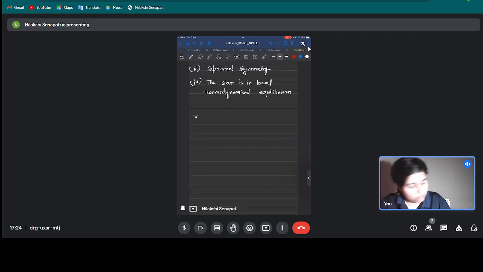Then the fifth assumption was that over a shorter time scale, the luminosity and radius of stars seem to vary. They are not stable. Obviously, there will be some variation with time.